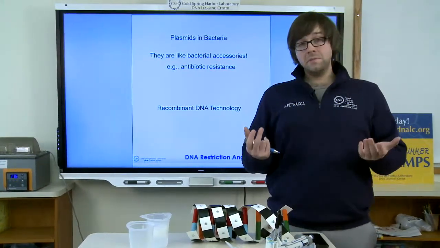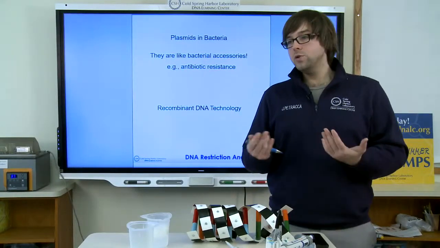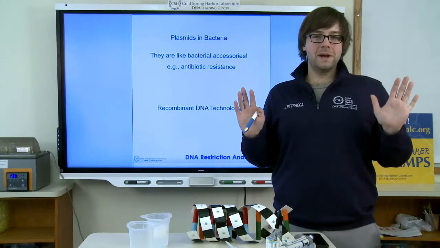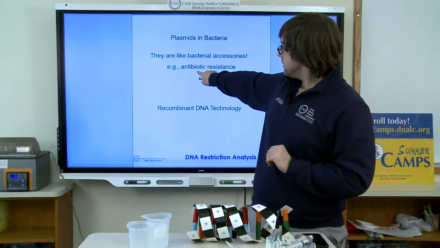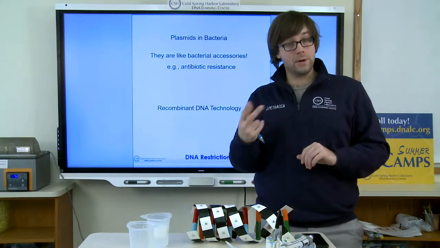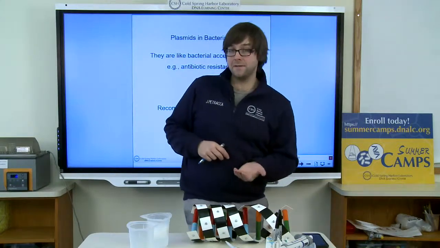And so if you're a bacterium and you find yourself living in an environment that has an antibiotic present, you might be thinking, ooh, I don't know what I'm going to do about this. But if you had a plasmid that contained a gene for antibiotic resistance, for example, you have an accessory gene that can help you survive in that environment.